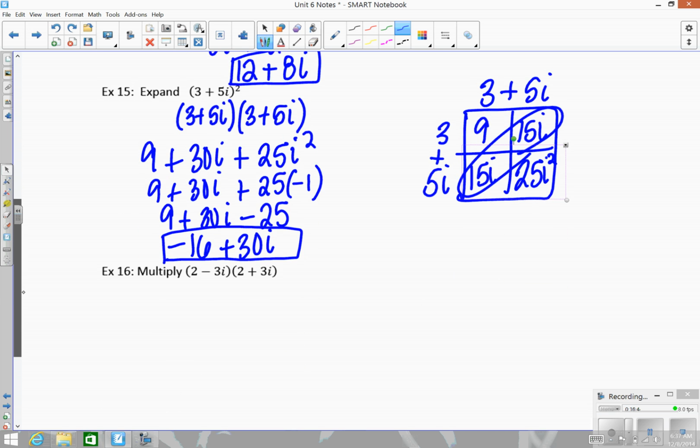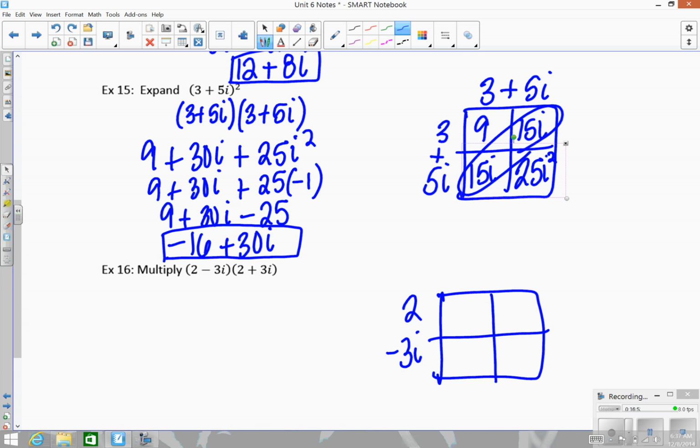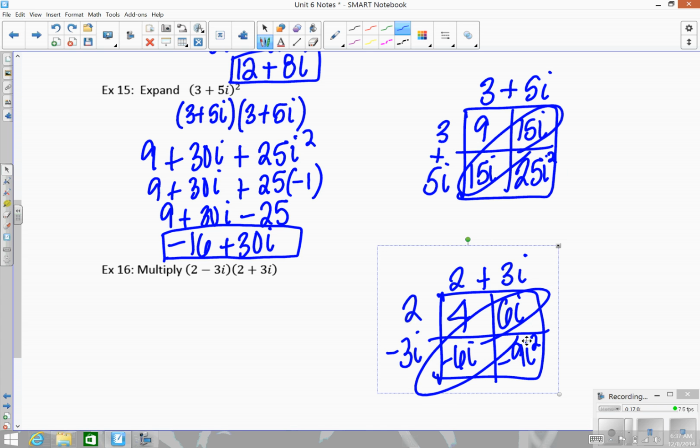So one last example with multiplying. So we have set up your box. So 2 minus 3i, 2 plus 3i. So we have 4, 6i, -6i, and -9i squared. So when you combine your diagonals this time, what happens is your terms cancel out in the diagonal.